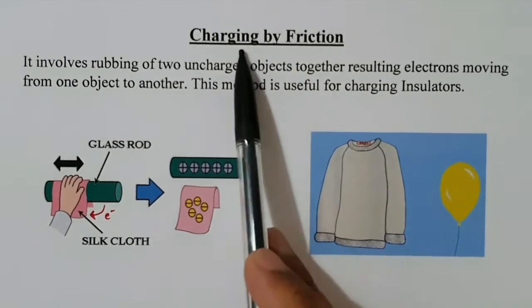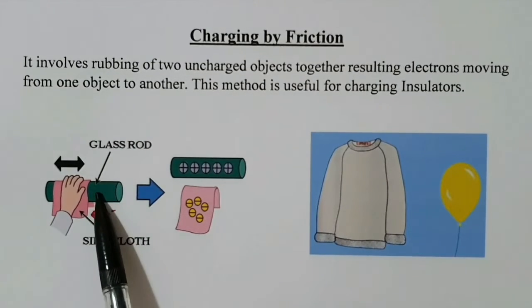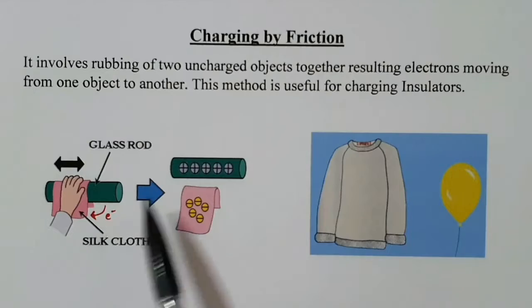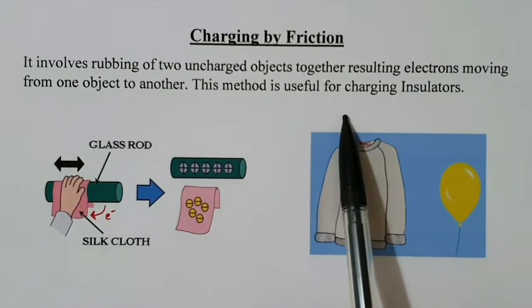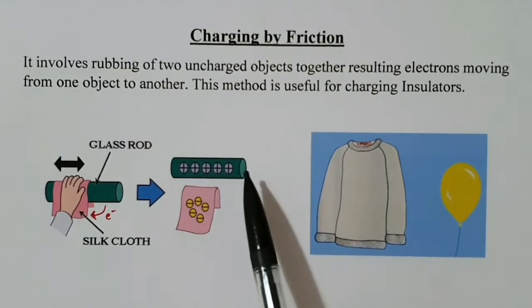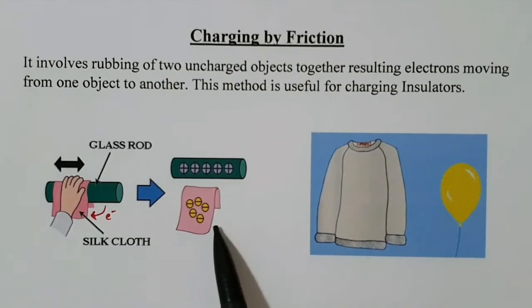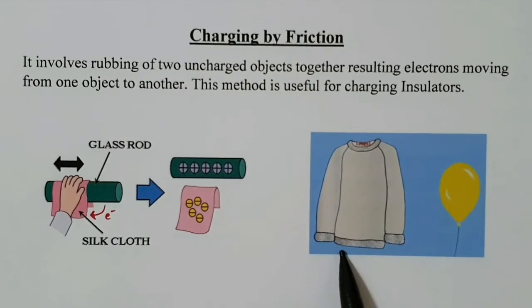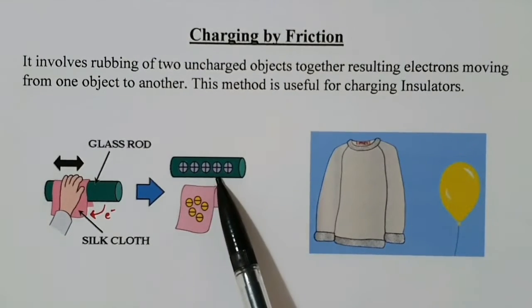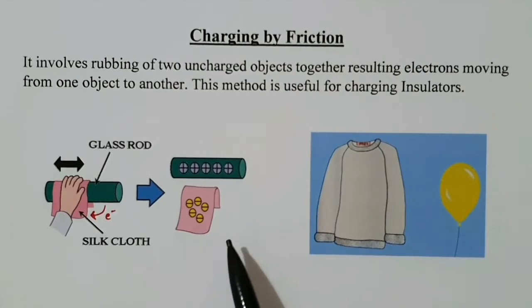The first method is called charging by friction. This method involves rubbing two uncharged objects together, resulting in electrons moving from one object to another. This method is very useful for charging insulators. For example, when a glass rod is rubbed with silk, the glass rod acquires a positive charge and the silk acquires a negative charge. Similarly, when a balloon is rubbed on a wool sweater, the balloon acquires a negative charge and the wool acquires a positive charge. In both these cases, the amount of electrons gained and lost is equal to each other.